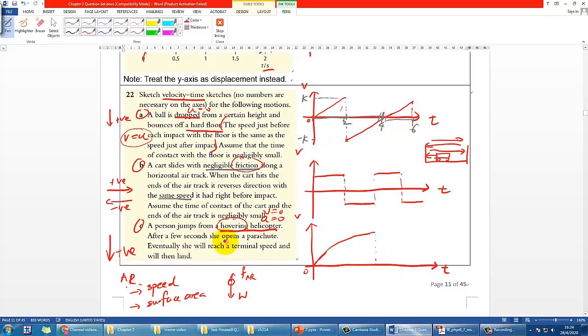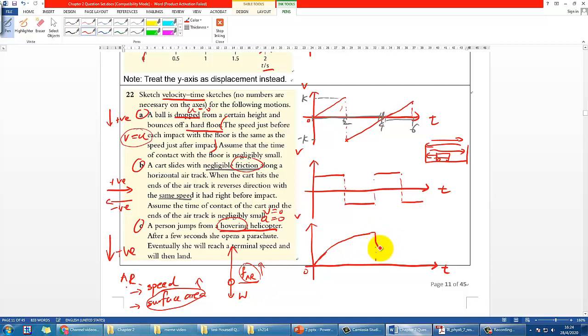And then after a few seconds she opened the parachute. So in fact, I actually don't know whether she reached terminal velocity. Let's say she did. Okay, so after she opened the parachute, then air resistance will be enormously greater, since surface area suddenly increases. And so this one suddenly increases, even greater than weight. So in that case, the velocity would start to decrease. But then since velocity is decreasing, the air resistance, which is pointing upward, is also decreasing.